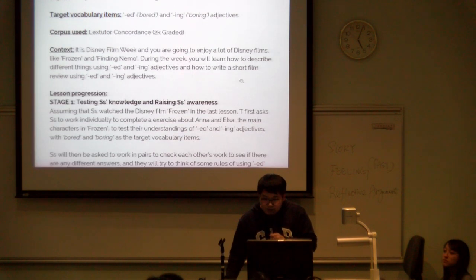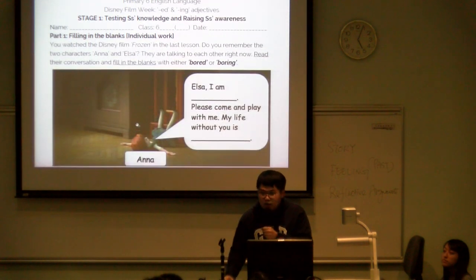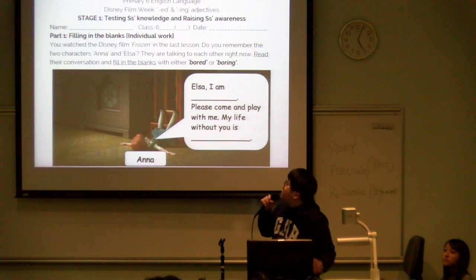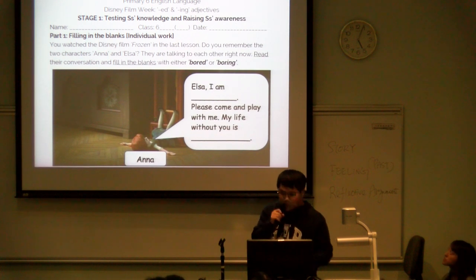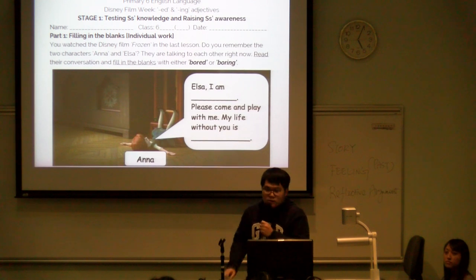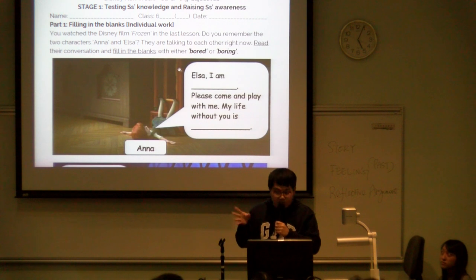So we have 3 stages in total, so I will explain it one by one by referring to the learning materials. So this is the first part, stage 1. Okay, you can see testing students' knowledge and raising their awareness of the words. So assuming that students have watched the film Frozen before this lesson, so they have a brief idea of how the film Frozen is going on. So this part serves as a purpose to check their understandings of the film.